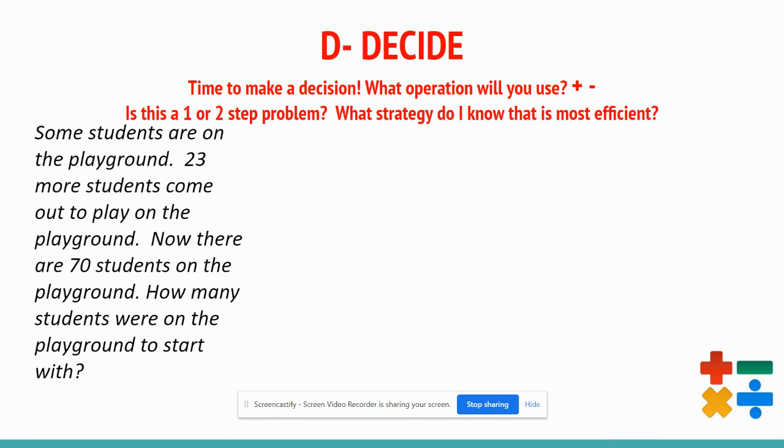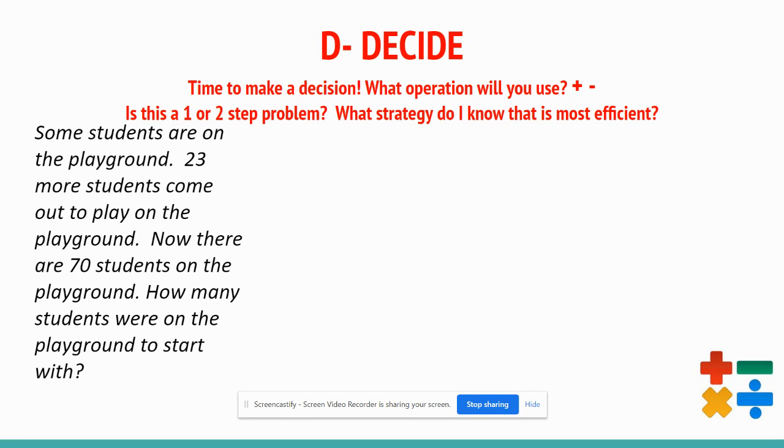So decide. Time to make a decision. What operation are you going to use? I'm going to tell you your choices are going to be addition or subtraction. Is this a one-step problem, a two-step problem? What strategy do I know that is most efficient? So think for a moment.